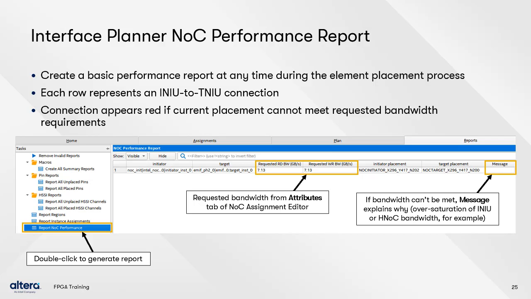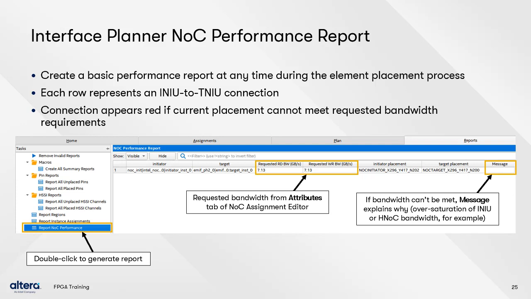As you are placing design elements in Interface Planner, you can generate a NoC performance report at any time. Simply double-click the task shown. The report lists all INIU to TNIU connections, the requested bandwidth numbers specified in the NoC assignment editor, and the physical placement of the initiator and target you've selected.